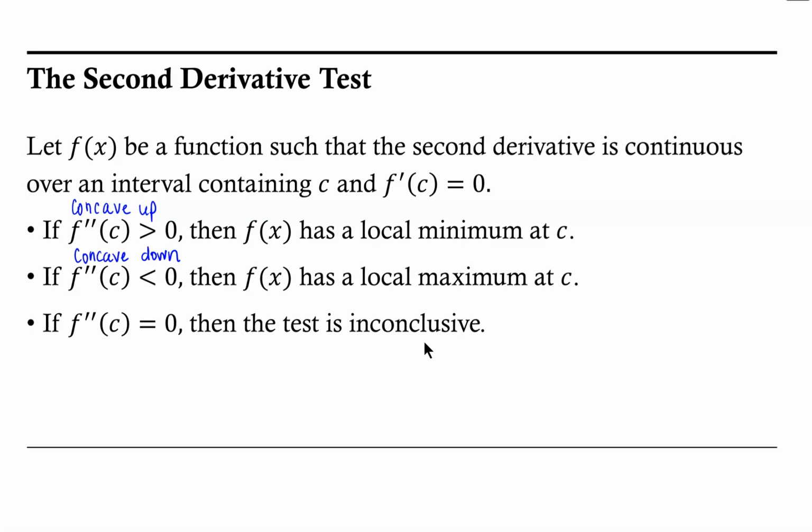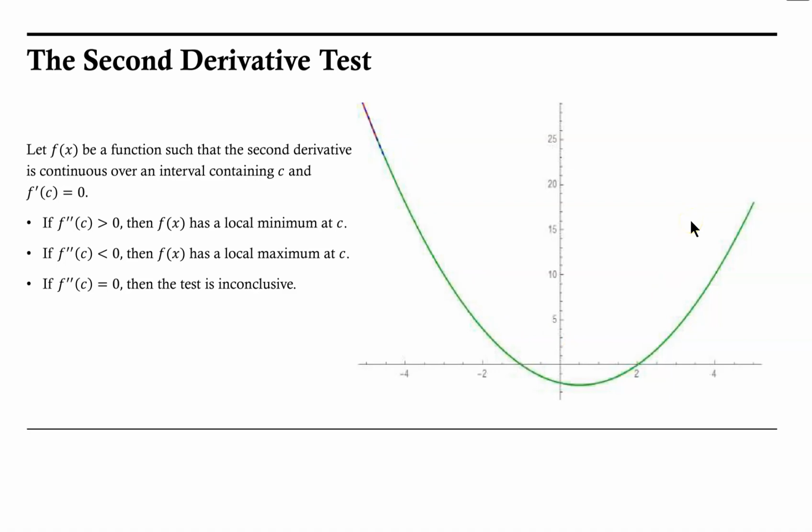So let's take a look at a couple of graphs. Here we have a function that is concave up. You'll notice that if we consider the tangent lines to the curve, the slopes of those tangent lines are increasing. So this is a concave up function, and there is a point c right about here such that f prime at c is equal to 0. So I have a function that is concave up, or the second derivative is positive, and the first derivative at c is equal to 0, and my function, if I were to find its second derivative, would be continuous.